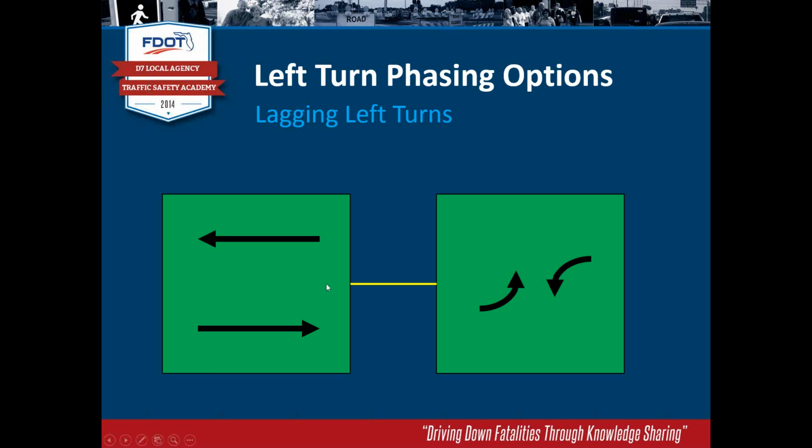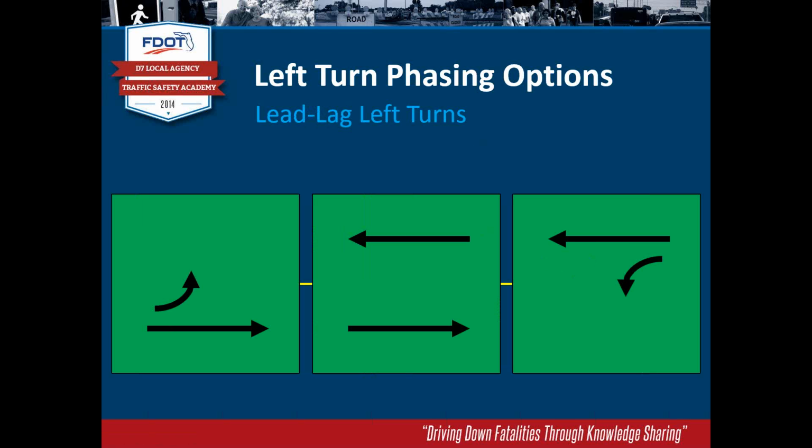This is what's called a lagging left turn. It means the left turns come after the throughs. It's not something you see very commonly, but there are some locations that do operate with a lagging left turn. So lagging left turns, and in this case again protected only. And then what's called a lead lag operation.